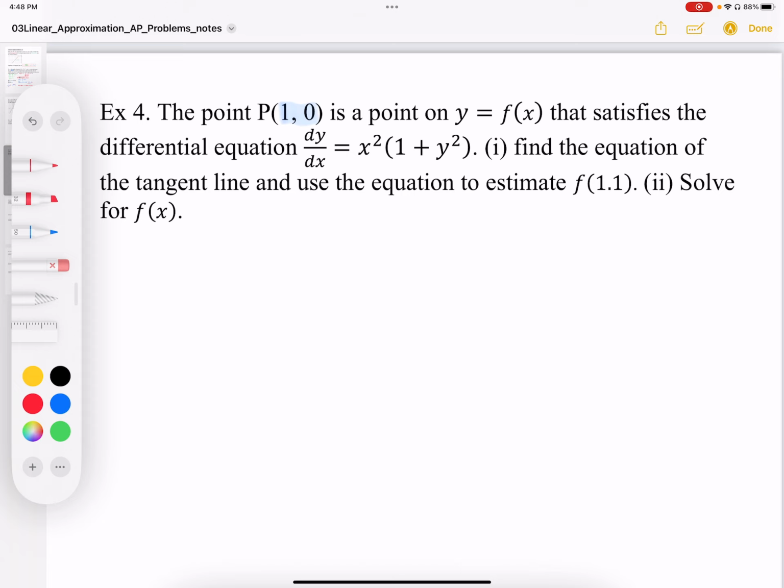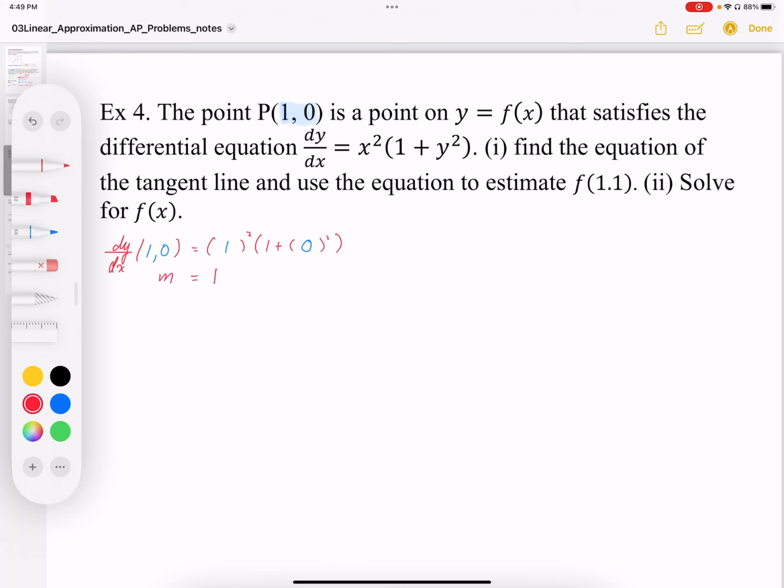So first of all, we need a point. So we have that here at (1, 0). And we need a slope. So in this case, we're going to use the dy/dx to calculate slope. So dy/dx, when x is 1 and y is 0, that's going to be 1 squared times (1 plus 0 squared). So plugging in 1 and 0, I'm going to end up with a slope of 1.